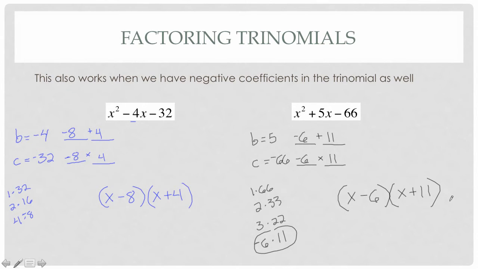All right, there's factoring trinomials. Went through a lot of examples. Again, use B, use C, find your two factors, and then you're good, and then you can always check by multiplying them out.